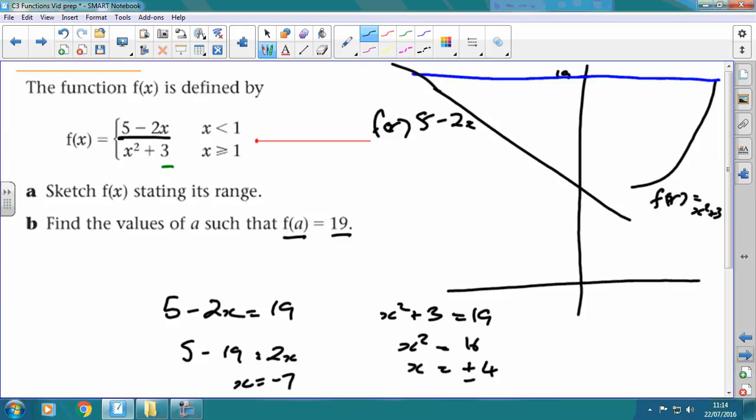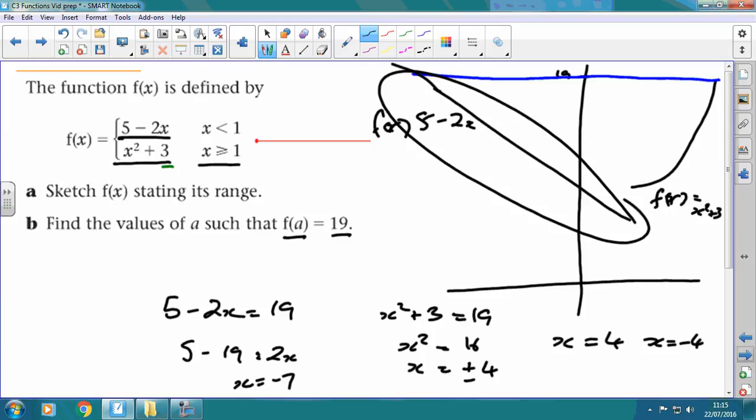However, for this function here, it's only relevant when x is greater than or equal to 1. So even though when we square root we get x equals 4 and x equals minus 4, when x equals minus 4, that goes on to this part of the function here. This one here, which we just solved for, is only for when x is greater than or equal to 1. So we've got x equals 4, and we've got x equals minus 7.